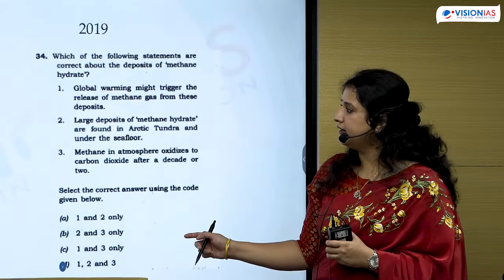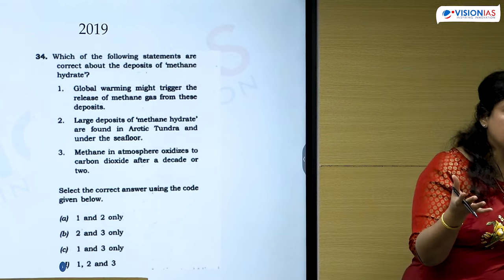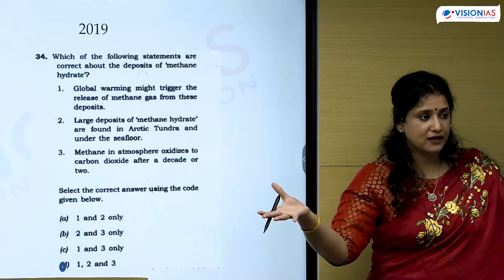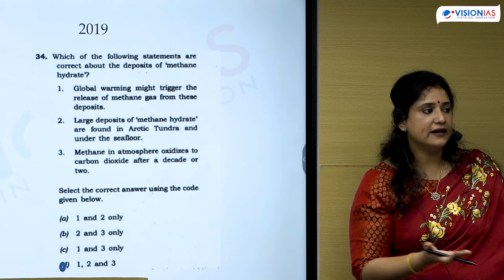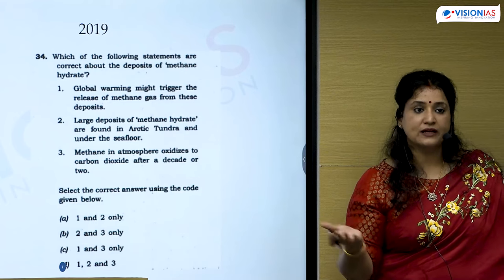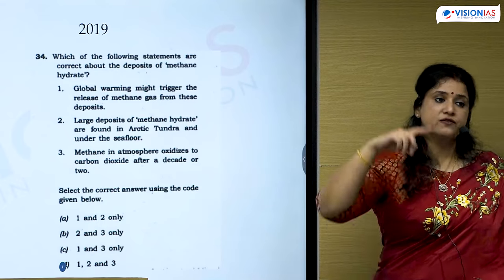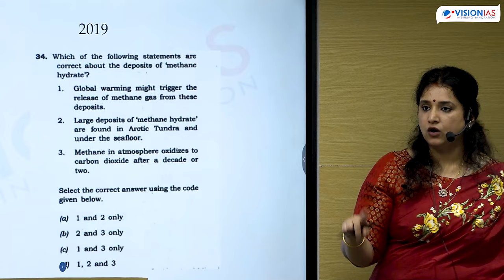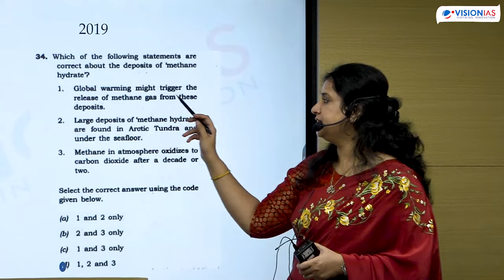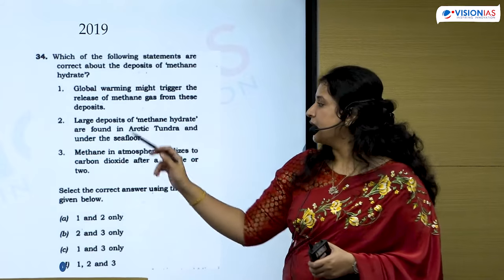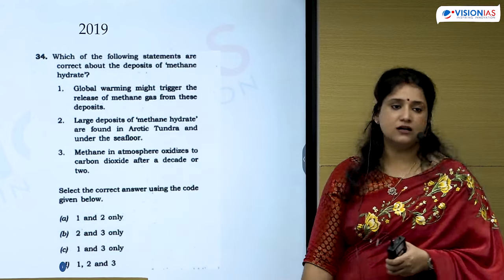So methane hydrate: if there is global warming, this permanent ice will melt. Permafrost is the layer of ice beneath the soil in tundra and taiga regions specifically. It will melt and that will further release methane, which will further cause more global warming. Okay, so it is a positive feedback loop. So global warming might trigger the release of methane gas from these deposits. Large deposits of methane hydrate are found in the Arctic tundra and under the seafloor.